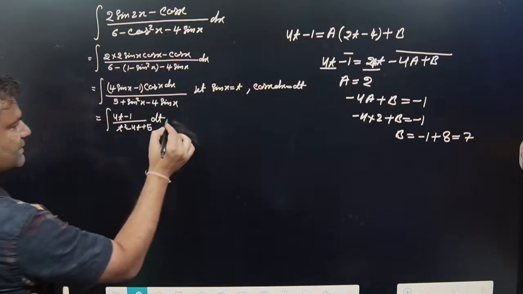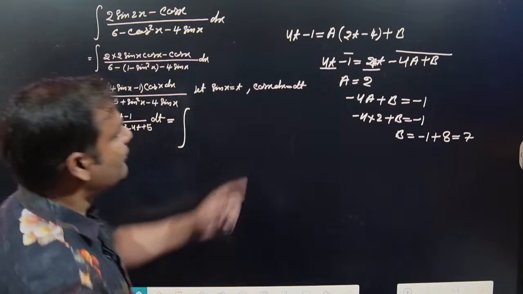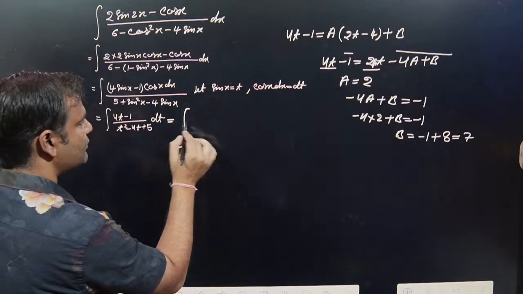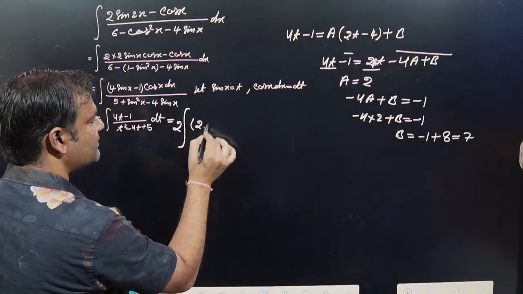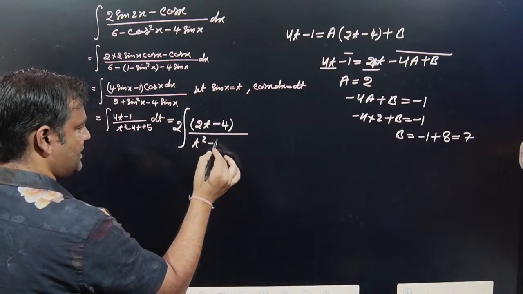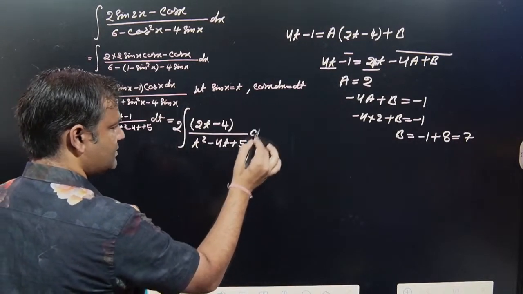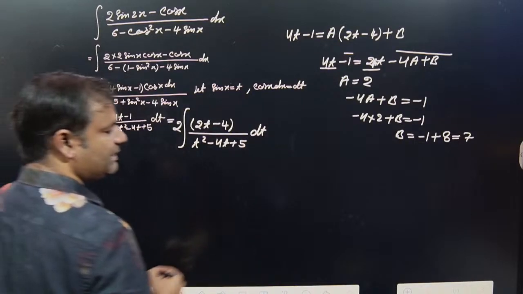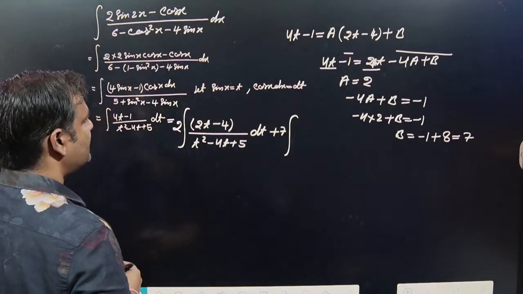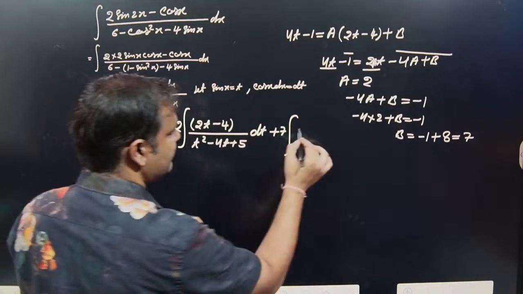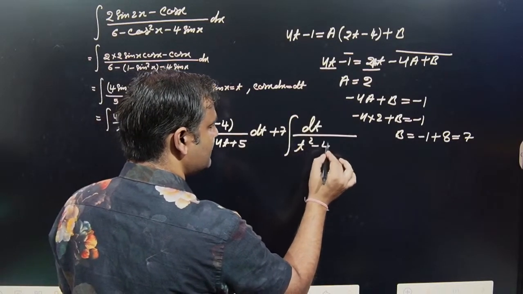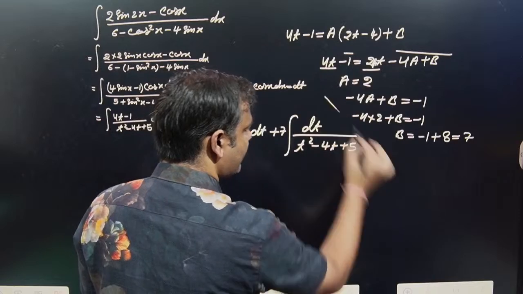So you can say that this one, written very simply, 4t minus 1, with a replaced, a into a is how much? 2. So it is written 2 into (2t minus 4) divided by (t square minus 4t plus 5) into dt. And what about b? b is basically 7 into dt divided by that value, t square minus 4t plus 5.